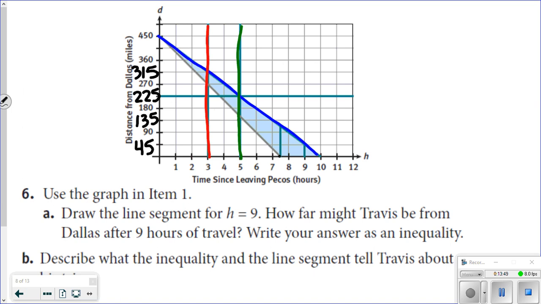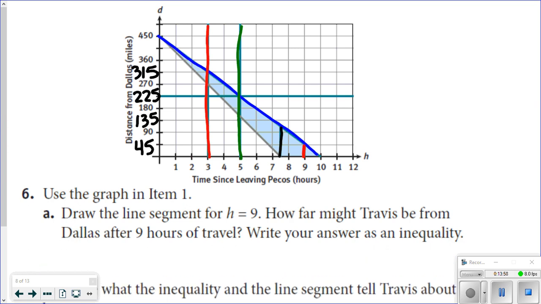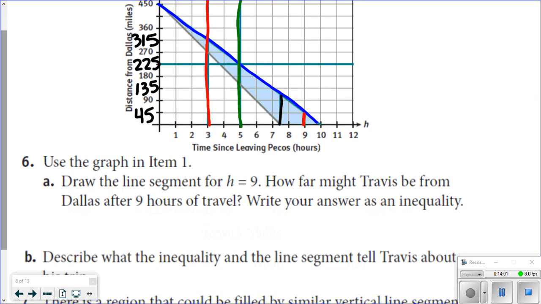So then we're going to draw another line segment in at h equals 9. And everybody should have the same numbers for this one because he's either there and he's been there after driving 7.5 hours, okay? Or he has exactly 45 or anywhere up to 45 miles left to go because this is a good intersection point right here at 45. It's not a guessing number.